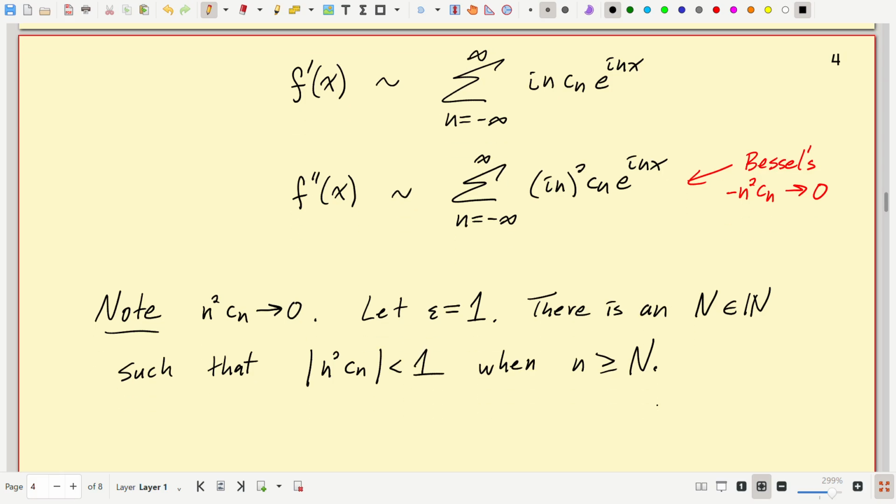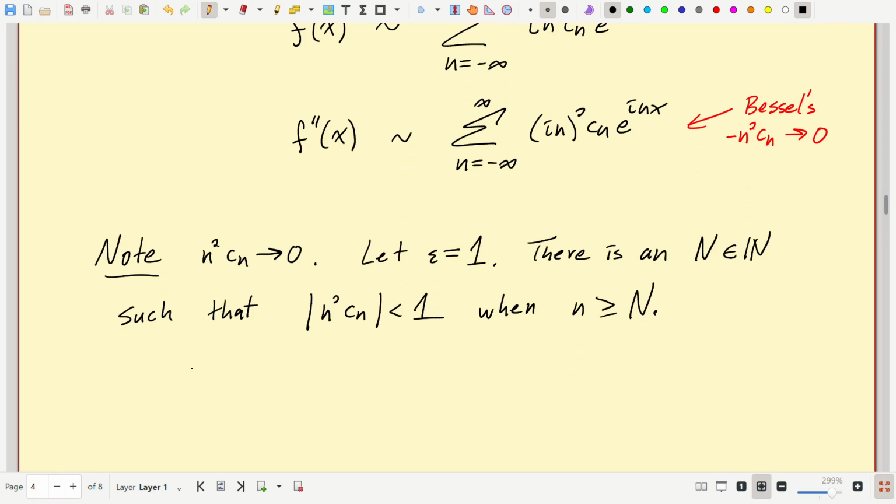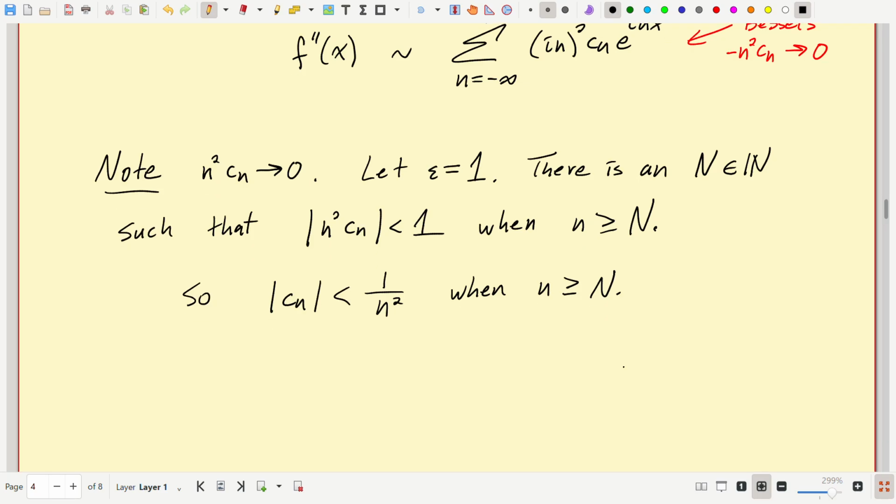And so what we get is that the tail end of that series, the Cn's are less than 1 over n squared when n is bigger than N. Okay, so it's like the Weierstrass M test. The tail end of that series converges uniformly. So if I show that those Fourier series do correspond to the second derivative and first derivative, I'll be done. So let's do the first one.